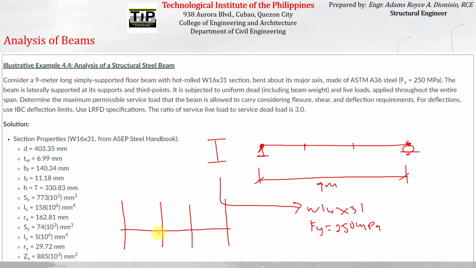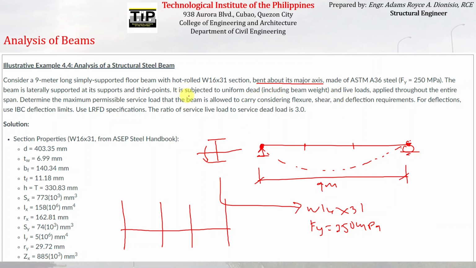So there are actually bracings, although we don't know if these are enough to prevent lateral torsional buckling. But the main point is there is something that prevents the beam from bending about the minor axis. So if ever this beam will bend, it will just bend with respect to the major axis, as mentioned in the problem. It just bends about its major axis. It only bends and rotates about that axis, according to the problem.